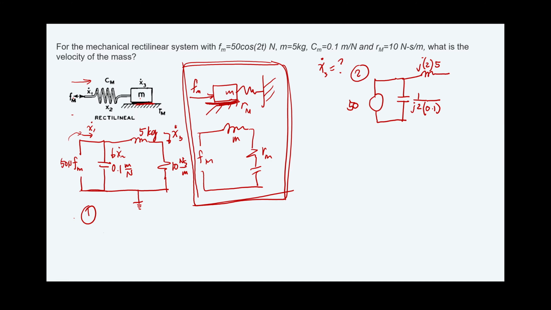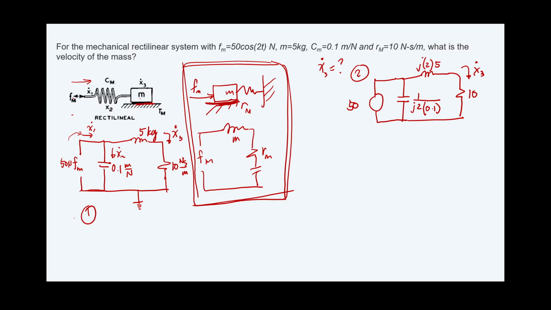So here all of them are in MKS, meter kilogram second. Then our resistor here is 10, and it's a real number. Our goal is to find x3 dot. Since they are analogical, you might use x3 dot as I. That's the current that we're going to solve.